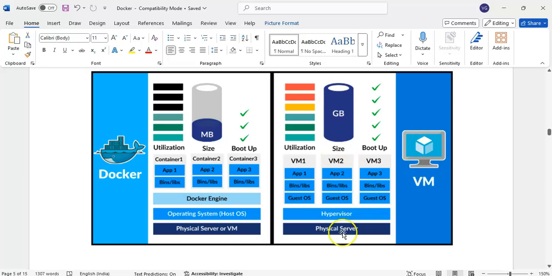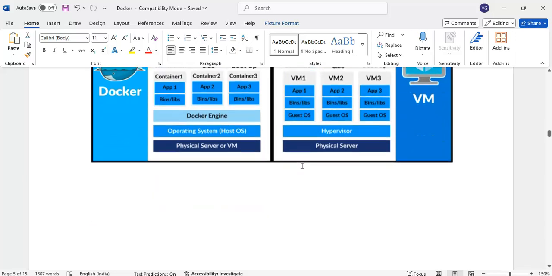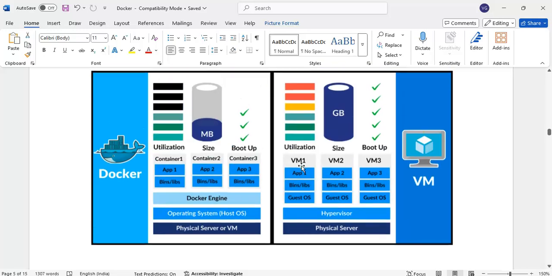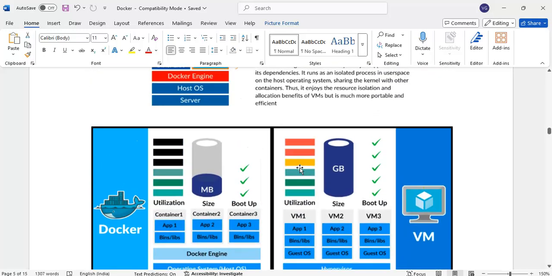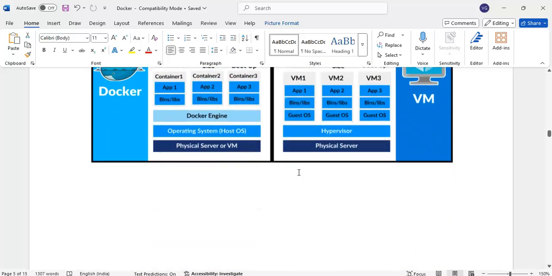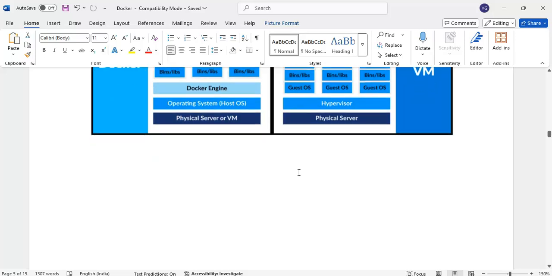And coming to VM, it uses the physical server and then a hypervisor. By using the hypervisor, we create multiple VMs. Each VM will have a separate OS, again a separate OS. Boot up time takes longer, memory wise it takes a lot of memory, and utilization is also very high. That is all about the introduction to Docker.